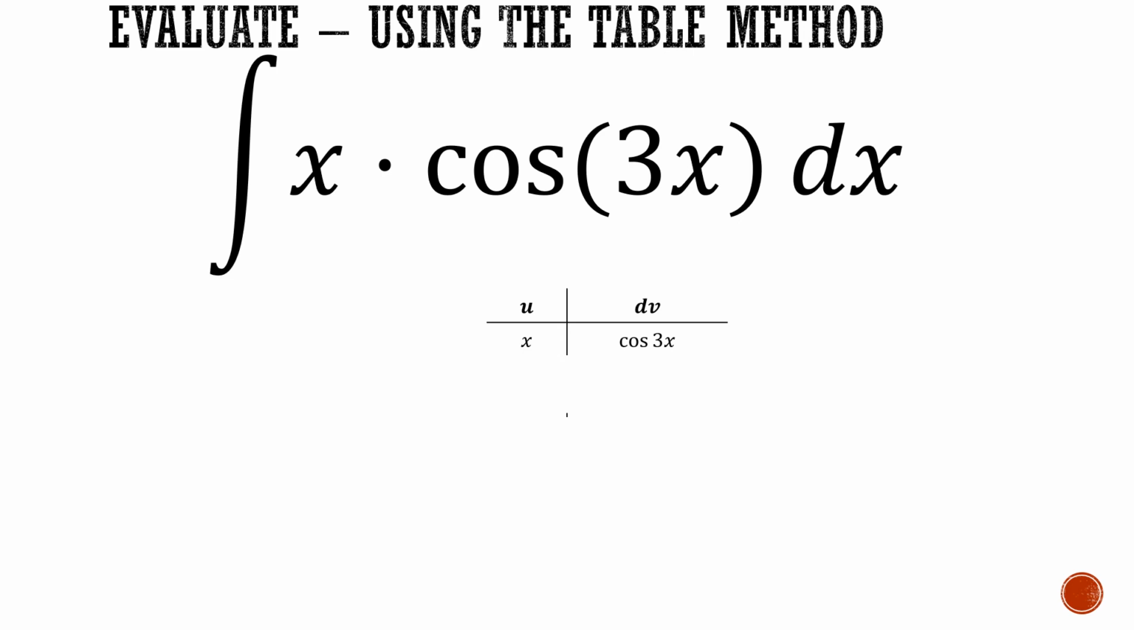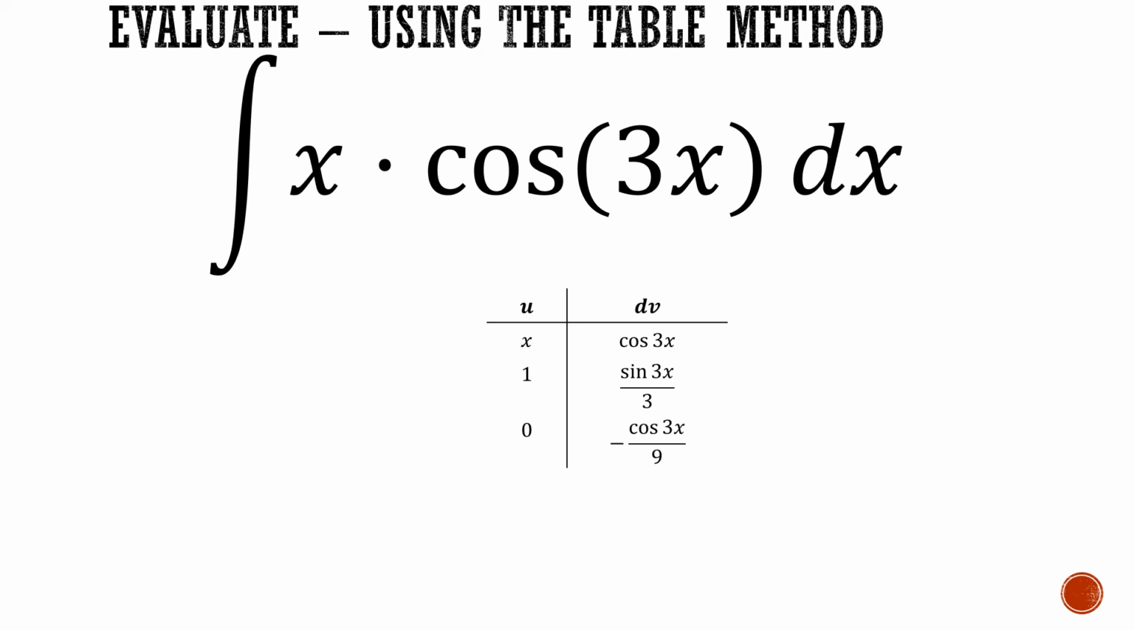On the u side, so on the left side of the table, we're taking derivatives, whereas on the right side of the table, we're going to integrate. And so I know the derivative of x is 1, and the integral of cosine 3x is sine 3x over 3. Then I'm going to do that again, all the way until my u equals 0. So the very next step, the derivative of 1 is 0, and the integral of sine 3x over 3 is negative cosine 3x over 9.